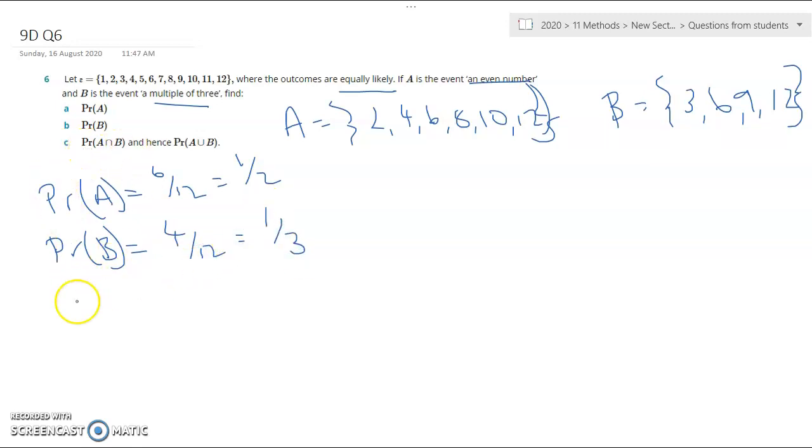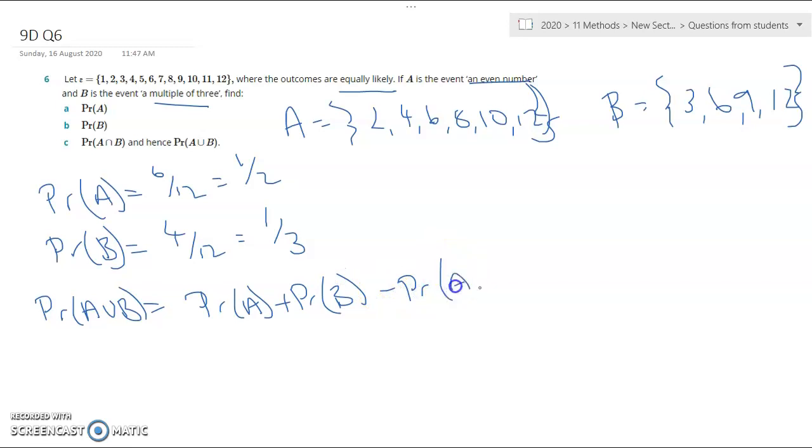And then we need to find the probability of A union B, which we know is equal to the probability of A plus the probability of B minus the probability of A intersect B. The question also tells us to find the probability of the intersection, hence find the union. So for the intersection, we just have to look at these two and see what's the same. We can see that 6 is the same and 12 is the same. So the probability of A intersect B is going to be equal to 2 over 12, which is a sixth.